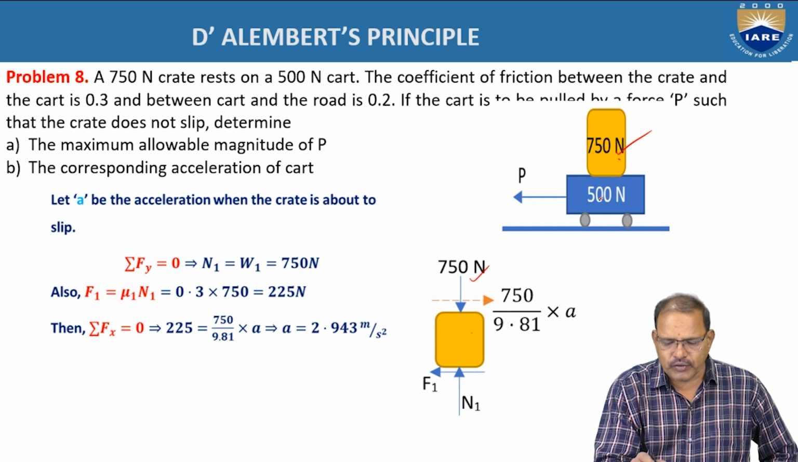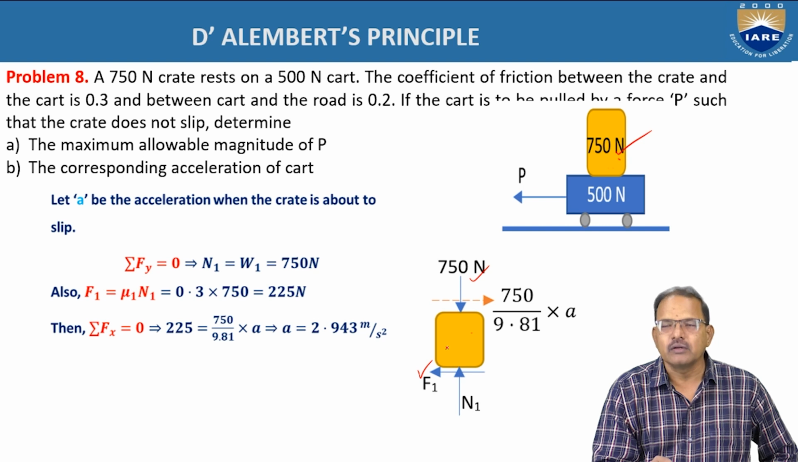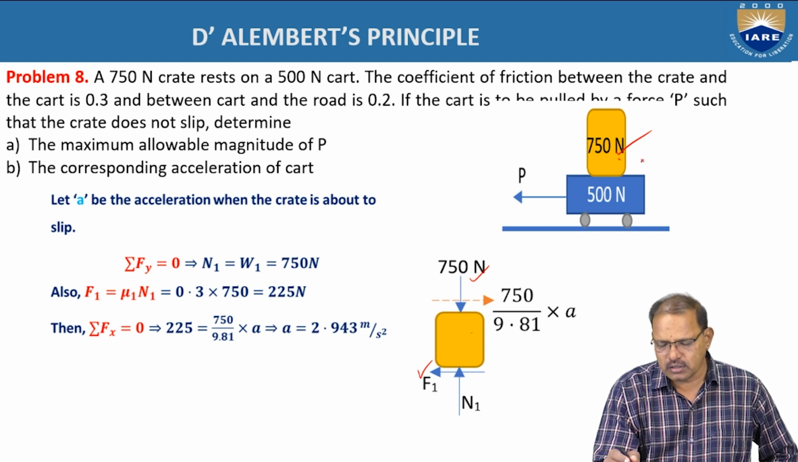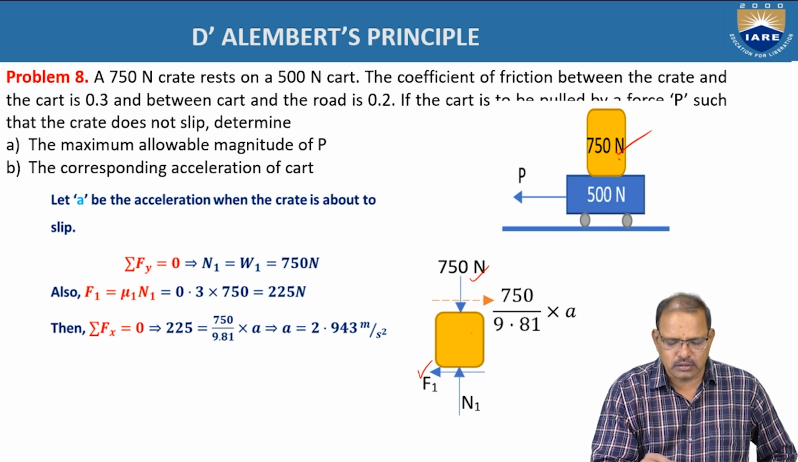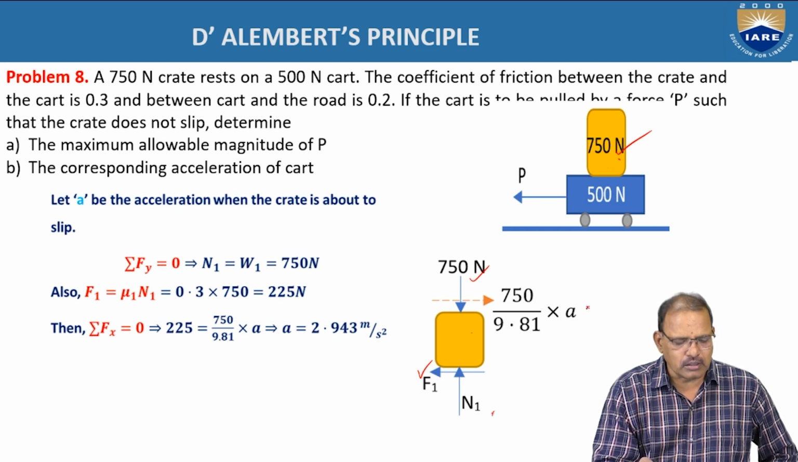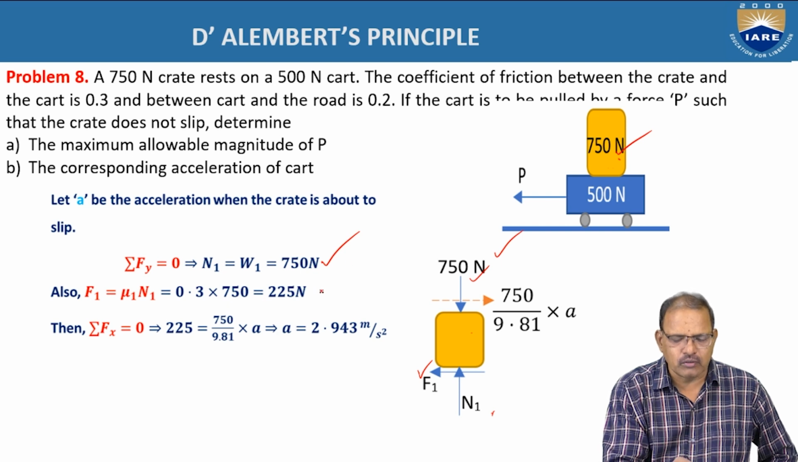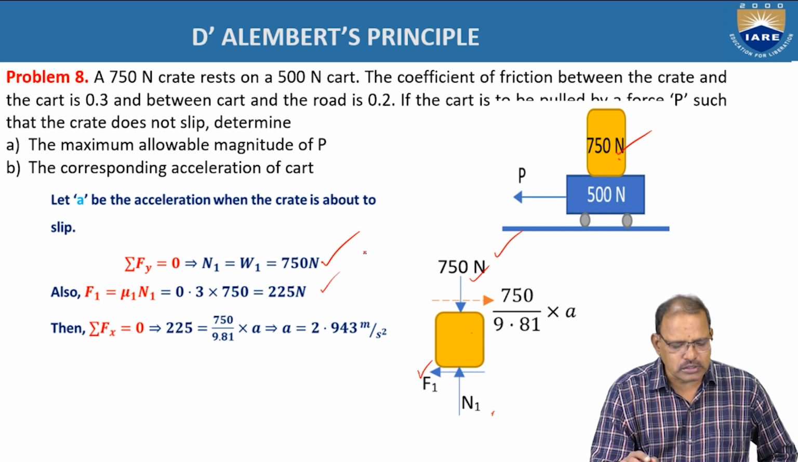And the friction force which is present between these two, F1, is acting toward the right hand side. The friction force is acting here now. N1 is the normal reaction. From this relation, N1 is equal to W. W is equal to how much? 750 newtons is given. F1 is equal to mu into N1, 0.3 into 750, equal to 225 newtons.